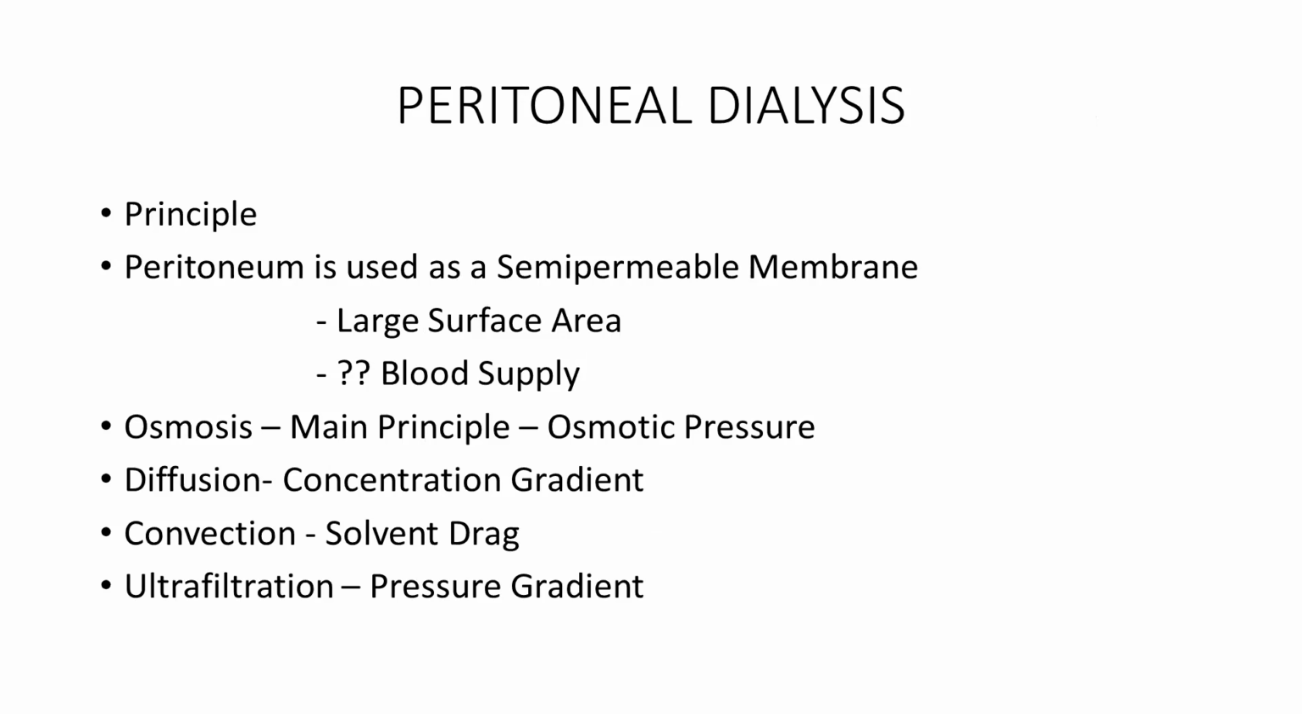Now, what is the principle of peritoneal dialysis? Instead of having a vascular access, you use the peritoneum as a semi-permeable membrane, because the peritoneum has a large surface area and profuse blood supply. In hemodialysis, we use a dialyzer, but here the peritoneum is used as a semi-permeable membrane. The same principles are used: osmosis, diffusion, convection, and ultrafiltration. This we won't be discussing further.